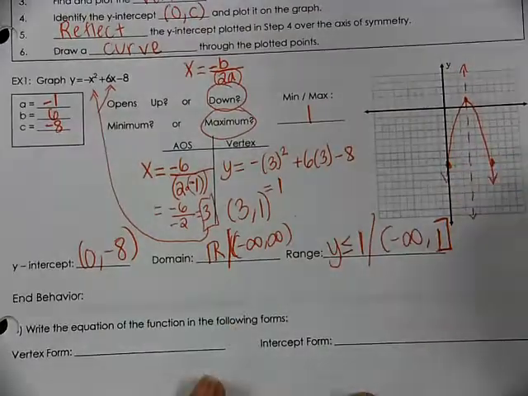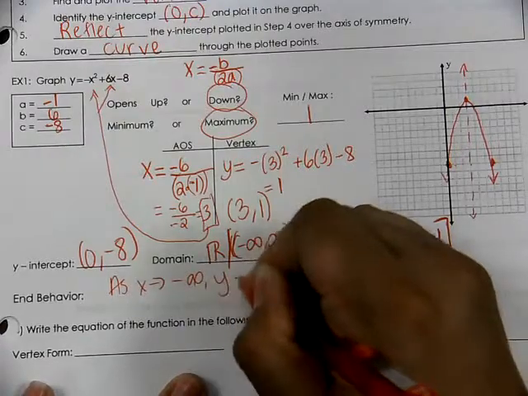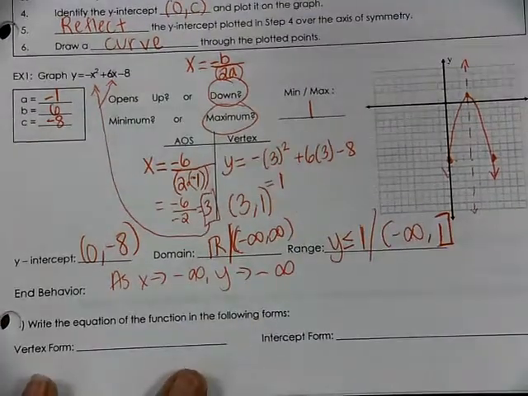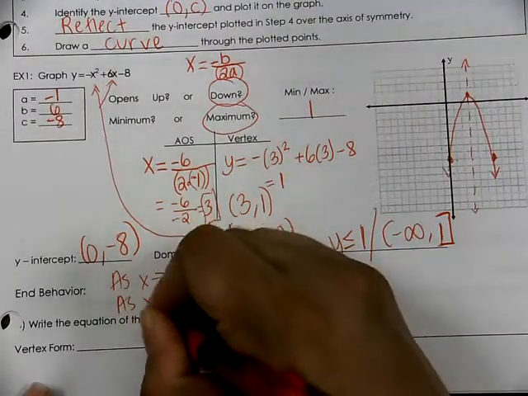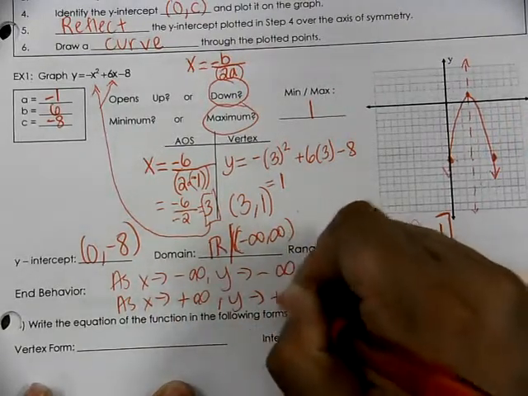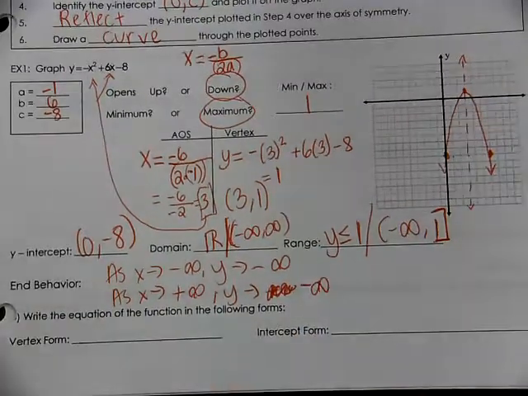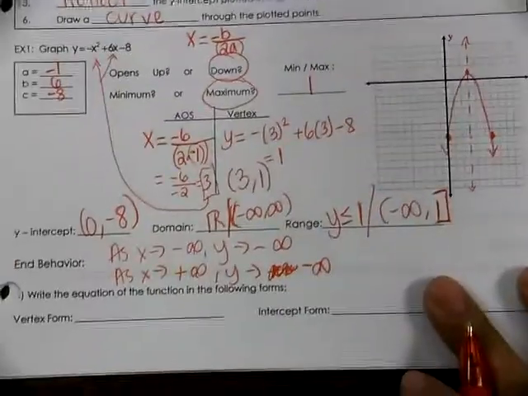And then end behavior is still the same. Since both arrows are pointing down, we have as x goes to negative infinity, y is going to negative infinity, and as x goes to positive infinity, y still goes, oops, sorry, that's negative infinity. Okay, so it's negative, negative, because those arrows are both pointing down.